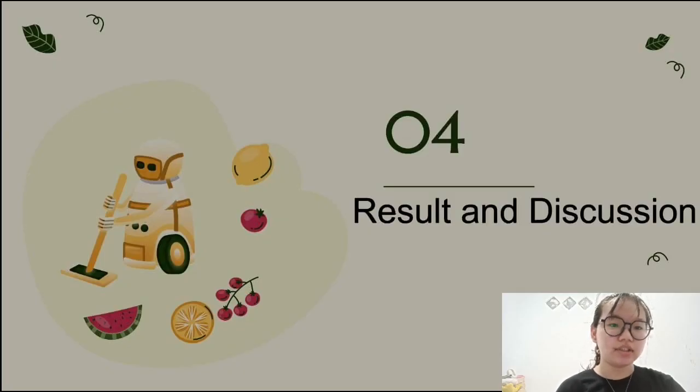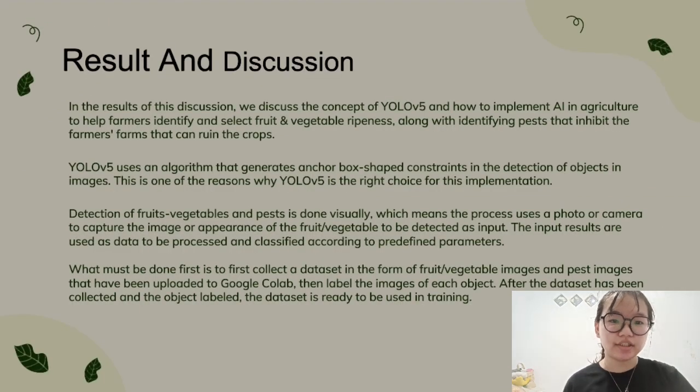Next, there is the result and discussion. In the results of this discussion, we discussed the concept of YOLO version 5 and how to implement AI in agriculture to help farmers identify and select fruit and vegetable ripeness, along with identifying pests that inhibit the farmer's farm that can ruin the crops.